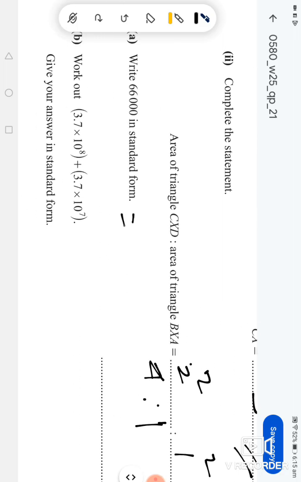Write in standard form. So write 6.6 into 10 to the power 1, 2, 3, 4. 10 to the power 4.